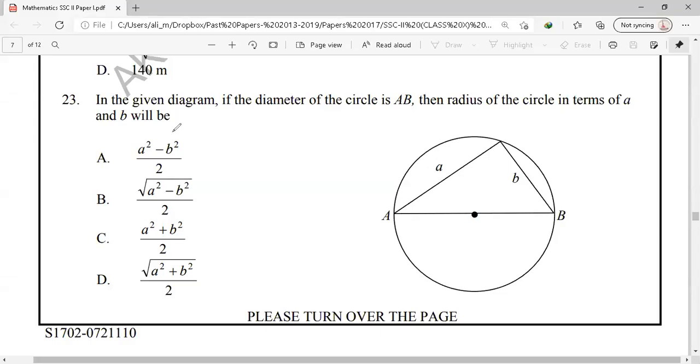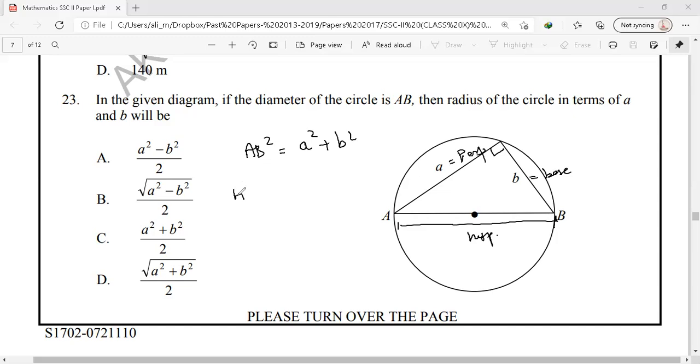Let's see our question number 23. In this given diagram, the diameter of the circle is AB. We can see that this triangle is a cyclic triangle, all the points lying on this circle. The angle opposite to the diameter is always 90 degrees. So we have 90 degrees at this point, and we have to find the radius of the circle in terms of a and b. This side is the diameter, the hypotenuse of this right angle triangle. So the side AB square would be equal to a square plus b square. This is, let's say, the perpendicular, and this is the base.